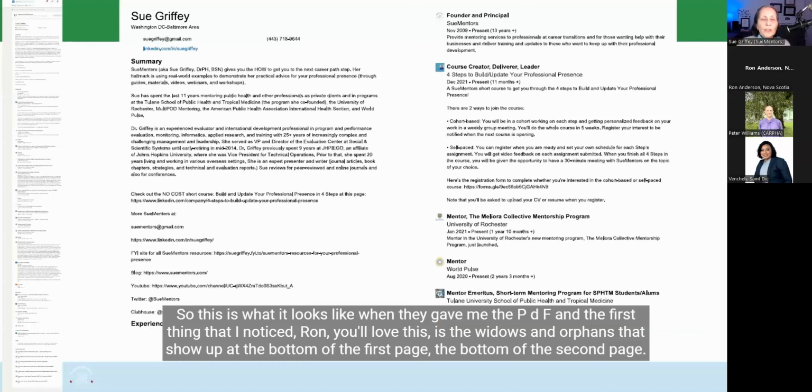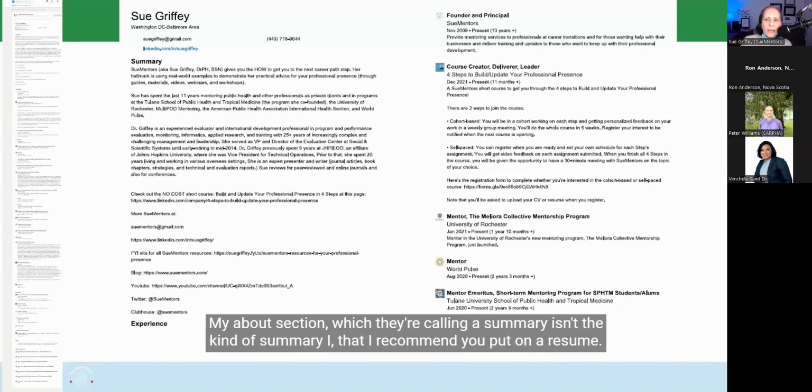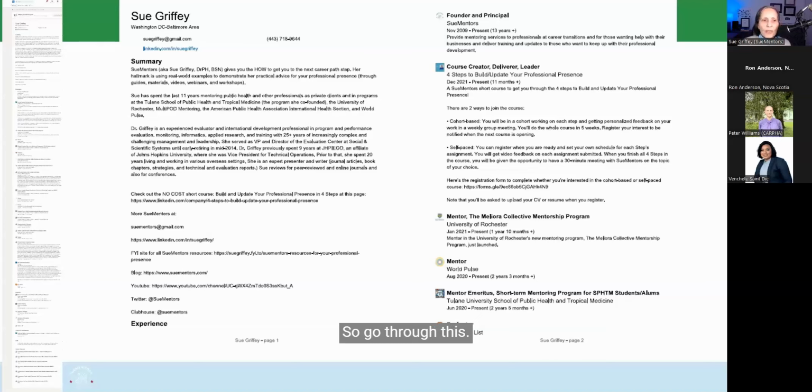So this is what it looks like when they gave me the PDF. And the first thing that I noticed, Ron, you'll love this, is the widows and orphans that show up at the bottom of the first page, the bottom of the second page. There's no formatting here. The information they have at the top is correct. That's about as much as we advise people to use. But my about section, which they're calling a summary, isn't the kind of summary that I recommend you put on a resume. So go through this.